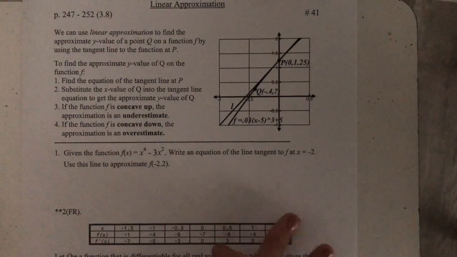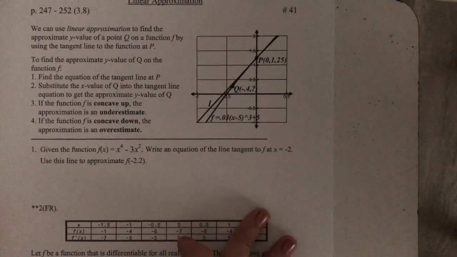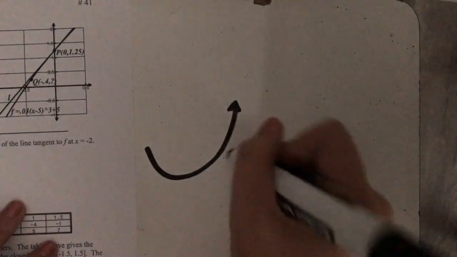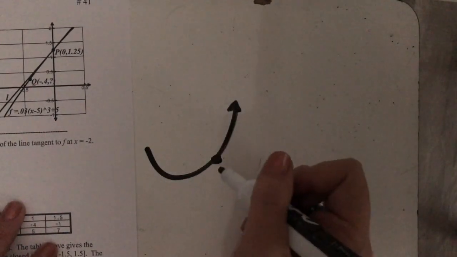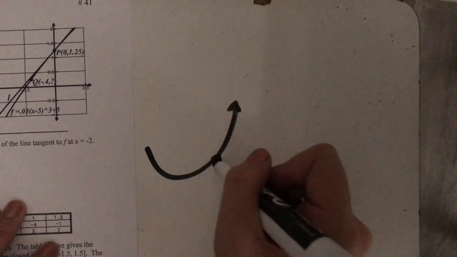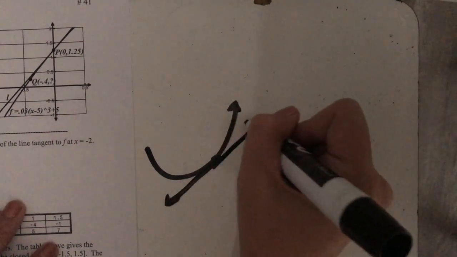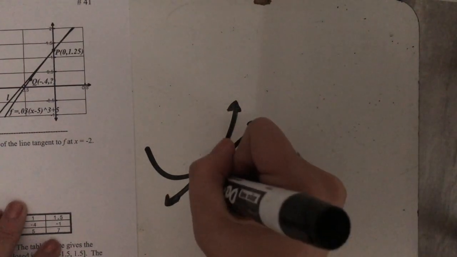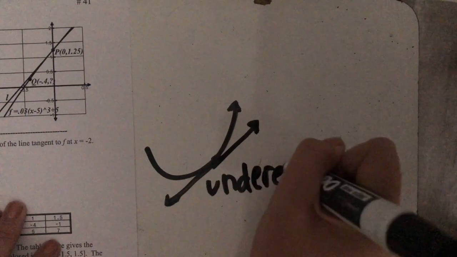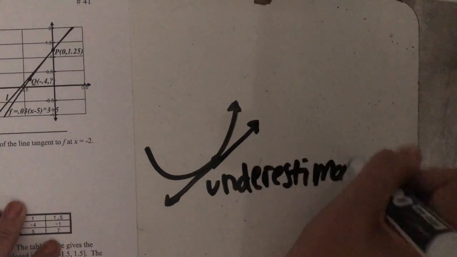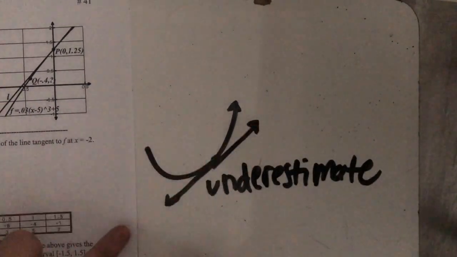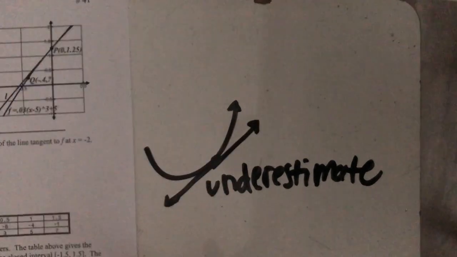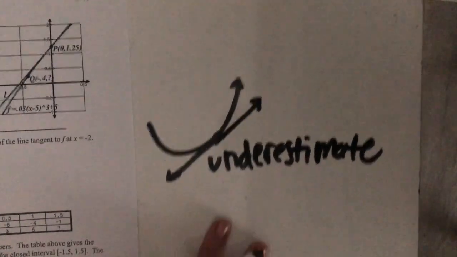Then this is the part that's a little bit more conceptual. If the function is concave up, the approximation is an underestimate. Here's why. If it's concave up, facing like this, and I've got a tangent line here, a tangent line can only touch once, so it can't be on this side, it would be going this way. See how my line is underneath my curve? That means it would be an underestimate. If I'm using my line to predict it, the curve is actually going to be a little bit above my line. So my prediction, which would be on the line, would be underneath my actual value of my curve. So concave up leads to an underestimate.